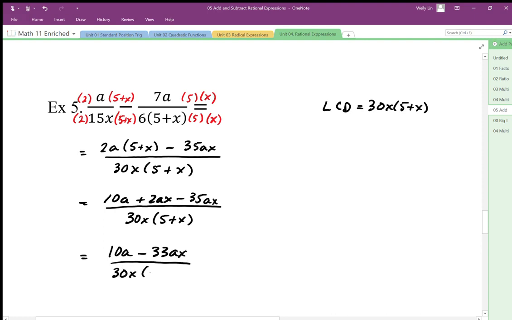That's all over our common denominator. And again, there is a common factor of a, but there's no factor of a in the denominator, so we're not going to bother factoring that expression, and we'll just leave our answer as such.